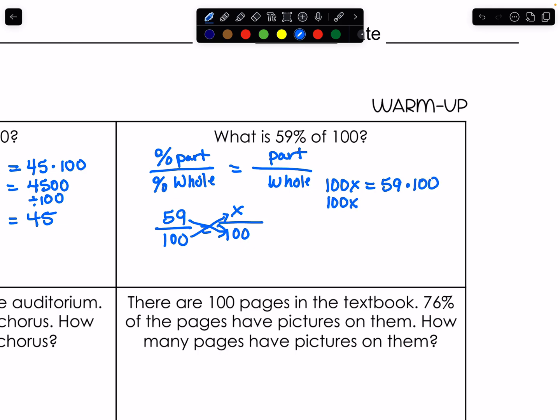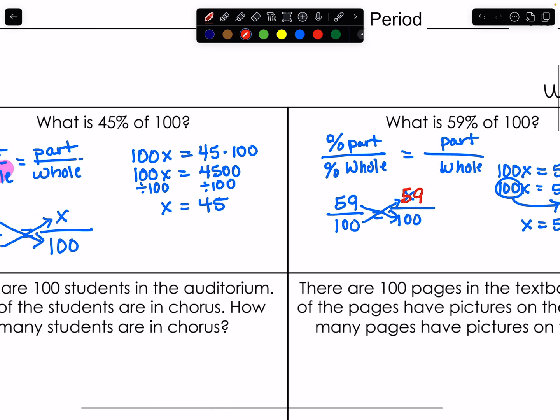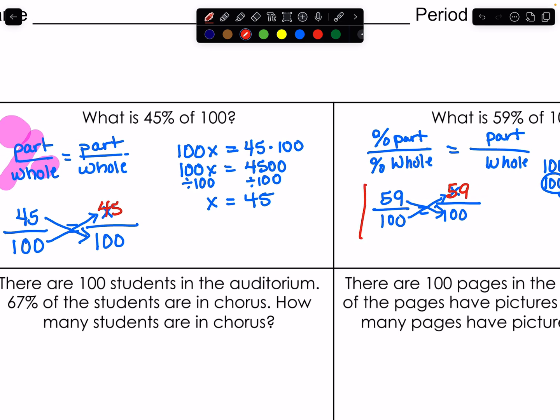The 100x does not change, but the 59 times 100 turns into 5,900. Our last step is to divide by what is still with our x, and we will be left with x equals 59. Now, again, you should be able to see that these are equivalent fractions because they both happen to be over 100. So it shows that it works. You see, we are still looking for equivalent fractions, but this time we're dealing with percents.